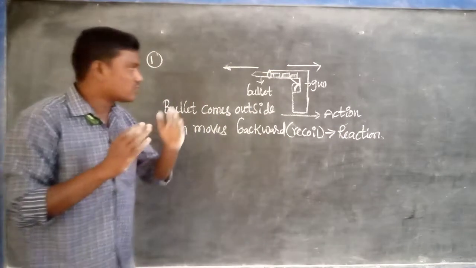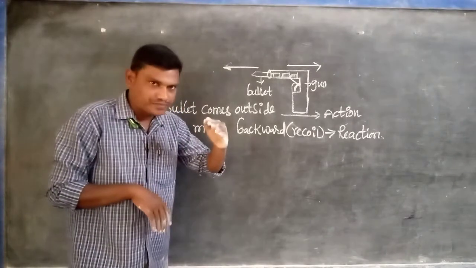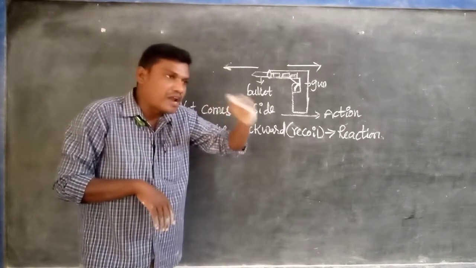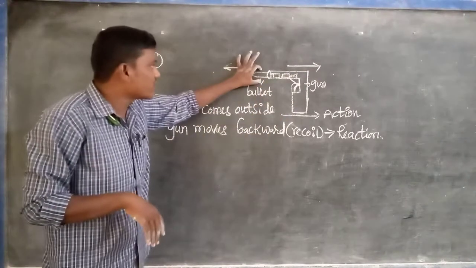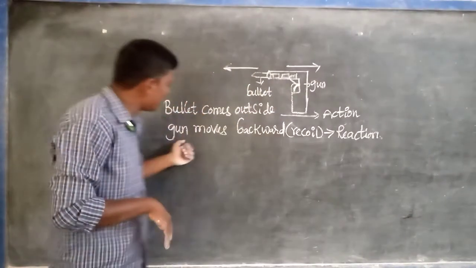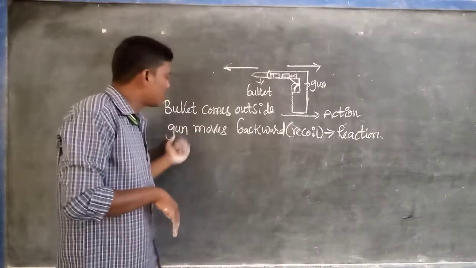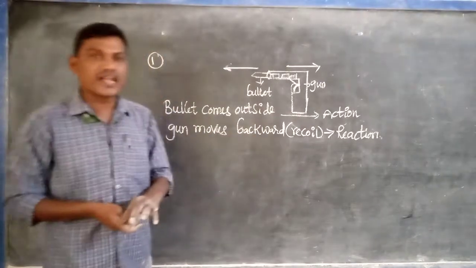So listen very carefully. A gun recoils when a bullet is fired from it. In this one, the bullet coming outside from the gun is the action, and the gun moving backward, or the gun recoil, is the reaction.